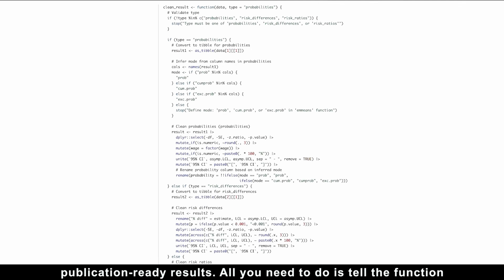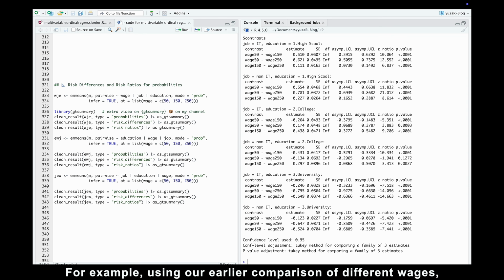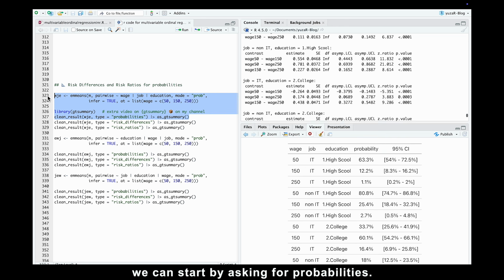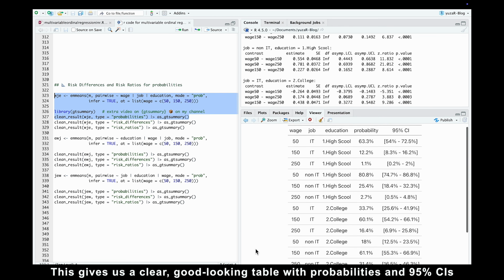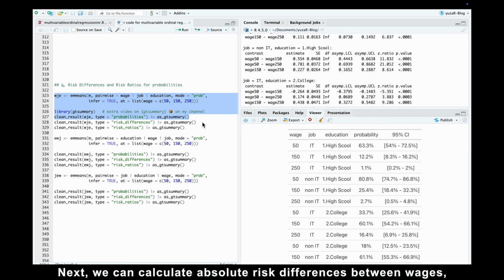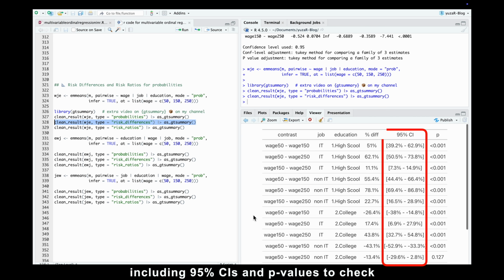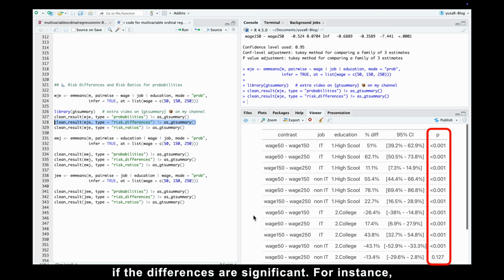All you need to do is tell the function what you want to display: probabilities, risk differences, or risk ratios. For example, using our earlier comparison of different wages, we can start by asking for probabilities. This gives us a clear, good-looking table with probabilities and 95% confidence intervals for every combination of wage, job type, and education level. Next, we can calculate absolute risk differences between wages, including 95% confidence intervals and p-values to check if the differences are significant.